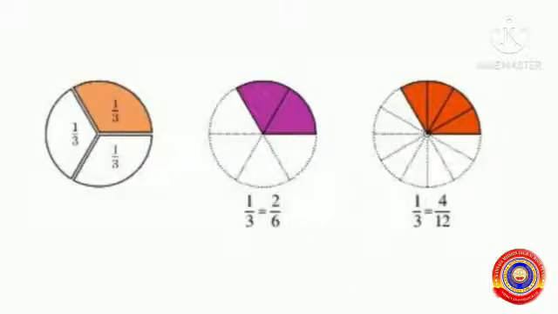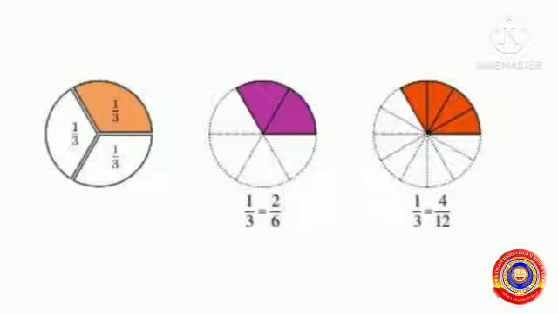Here, the first circle is divided into 3 equal parts. Each part forms 1 by 3 part of this circle. Here, the second circle is divided into 6 equal parts and the shaded portion is equal to 2 by 6 part of the whole circle. And this 2 by 6 part is equal to 1 by 3 part of the first circle. Therefore, 1 by 3 is equal to 2 by 6.